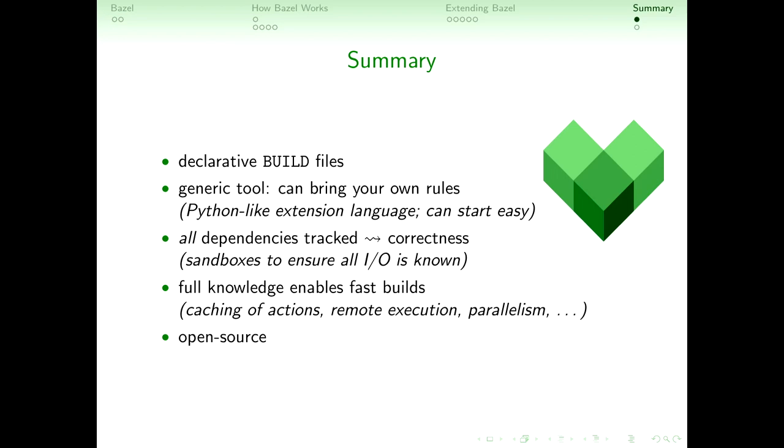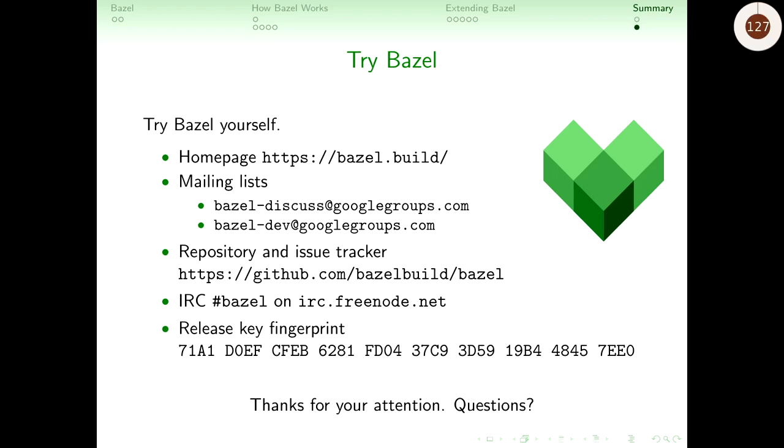And Bazel is open source, so you can try Bazel yourself. This is the contact information here. We have a homepage, we have mailing lists, the repository is mirrored on GitHub, and there's an issue tracker. There's a not very active IRC channel, so the mailing list is probably the better way to contact us. And release artifacts are signed with that key. That's an overview of Bazel, and I'm now open for questions.